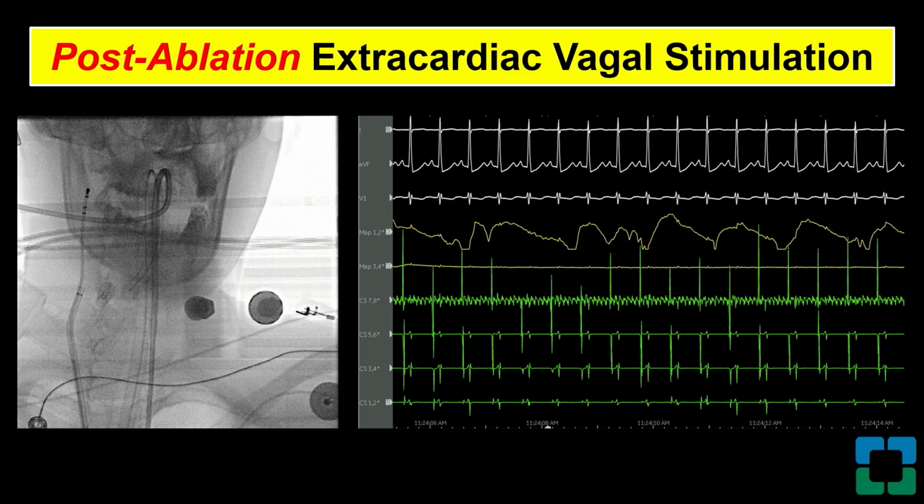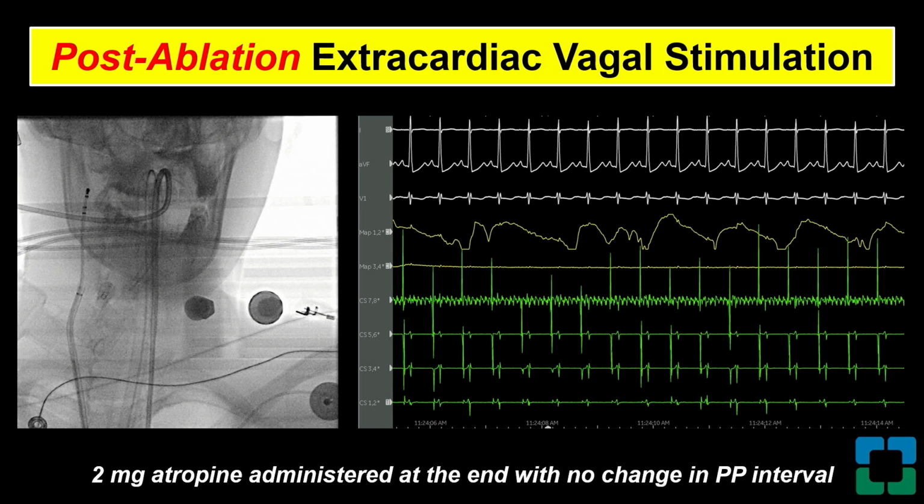All right, so after ablation, repeat vagal stimulation shows no change in the PP interval, no change in the PR interval, so we're quite happy because we have an objective endpoint. And again, this is really an important innovation from Professor Pachon that we've been incorporating here, because it makes our procedure's endpoint much more reliable and understandable. At the end of the procedure, we always also add atropine just to see if there is any residual vagal innervation that we have missed with extracardiac vagal stimulation, but usually we don't see any type of response after ablation.